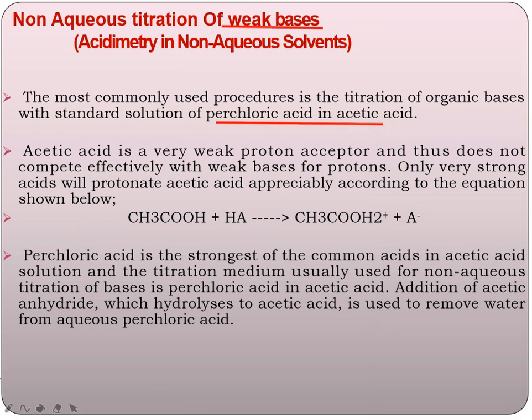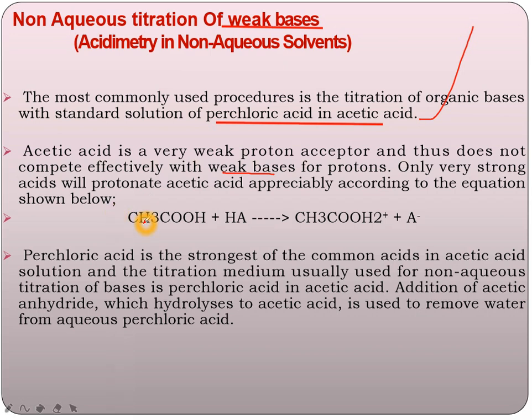We can discuss why both perchloric acid and acetic acid are used, and why they are taken as a mixture. The reason is that acetic acid is a very weak proton acceptor, and thus it does not effectively compete with the weak bases for protons, and this weak base will be your sample. So the acetic acid will not react completely with your basic sample, and only very strong acids will protonate acetic acid, and the acid that protonates acetic acid is perchloric acid.